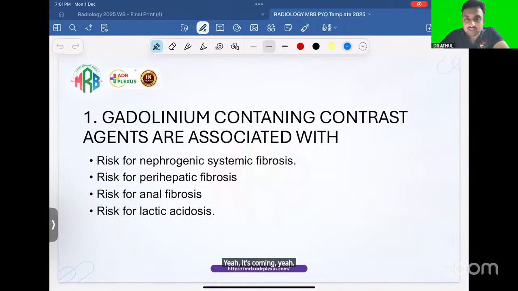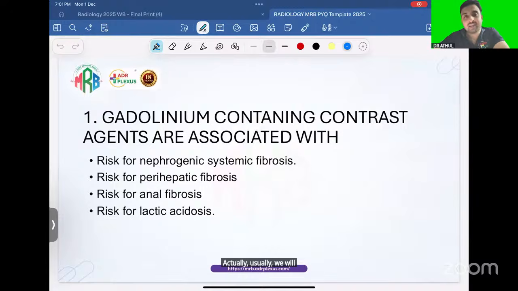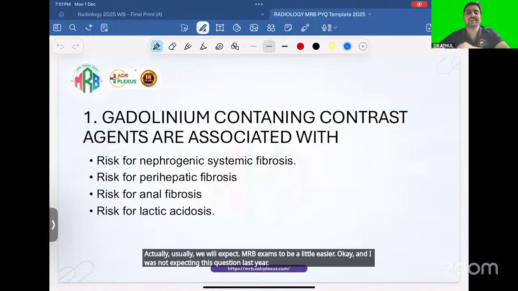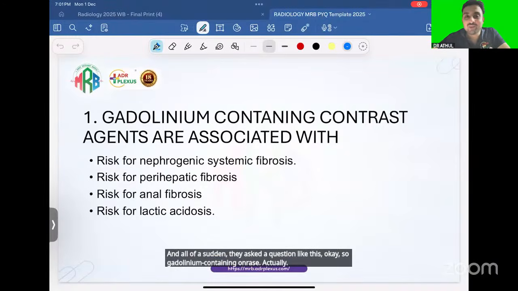First question was, gadolinium containing contrast agents are associated with. Actually, usually we will expect MRB exams to be a little easier. And I was not expecting this question last year. And all of a sudden they asked a question like this. So gadolinium containing contrast agent. Actually, tell me, where will you use gadolinium? Yeah, everyone, all of you are right. Excellent. All of you know the things.